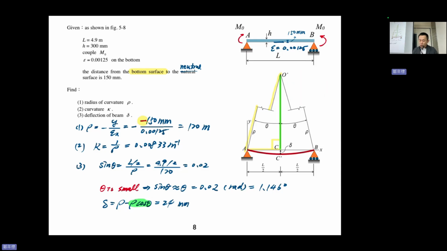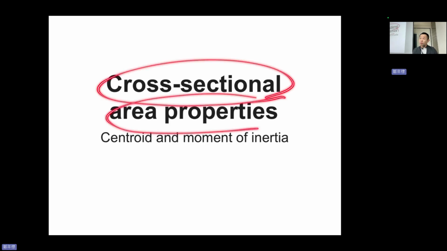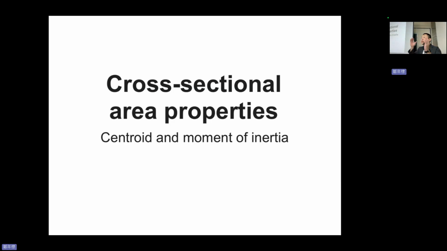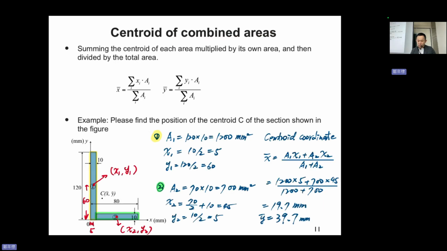Okay, so that's the reason why we are going to discuss cross-sectional area property, because our bending moment is actually acting on that cross-section. Our shear is also acting on that cross-section. And the properties of the cross-section, the first one is first moment of area and the second is moment of inertia. The first one is actually related to centroid.